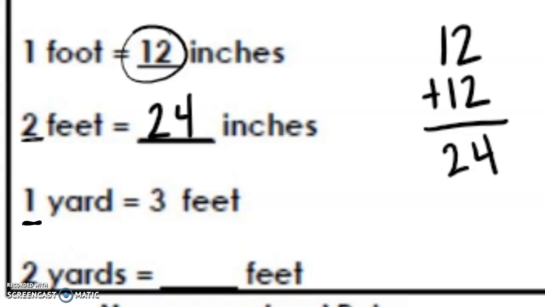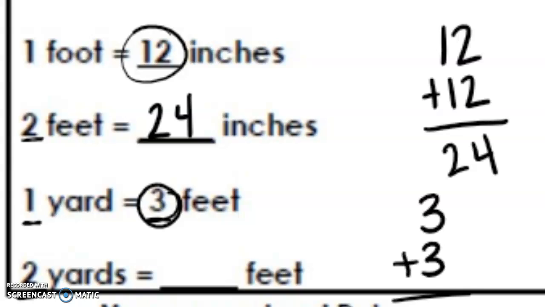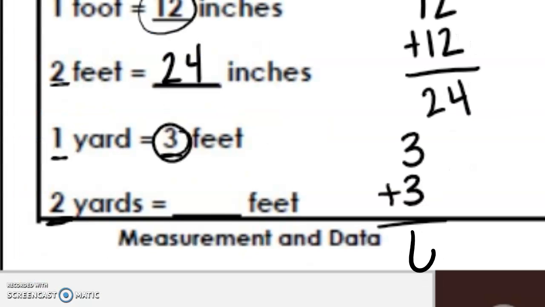So then they're telling us 1 yard is 3 feet. Now they want us to find out what 2 yards is. So if we know 1 yard is 3, now they want to know 2, so we're going to have to add this number 2 times together. 3 plus 3 is 6. So 6 feet.